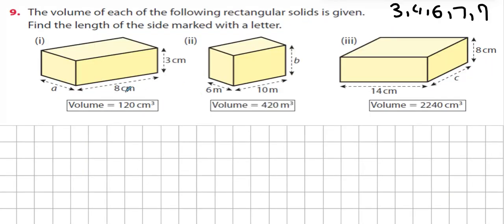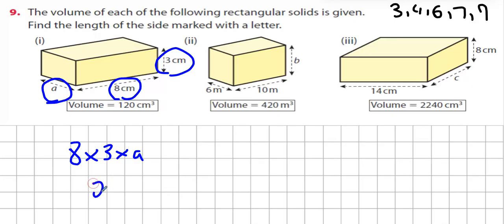To get the volume of a box, you multiply the length by the width by the height. What's 8 times 3? 24. And multiply by A? 24A. 24A must be 120. So what does A have to be then? 120 divided by 24, and the answer is 5.